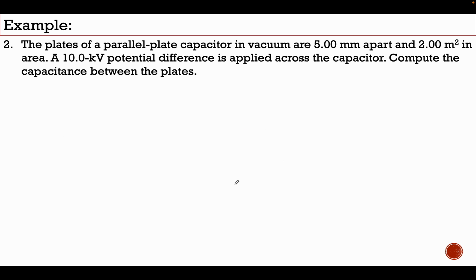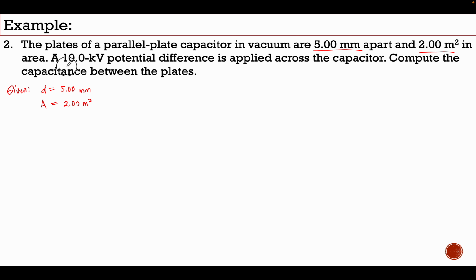Okay, now we go to our next example, second example, which is again an example of a parallel plate capacitor. So number 2, we have here: the plates of a parallel plate capacitor in vacuum are 5 millimeters apart and 2 square meters in area. Okay, so let's write the given first. So we have the distance between these two parallel plates, which is 5 millimeters apart, and we have the area, which is equal to 2 square meters.